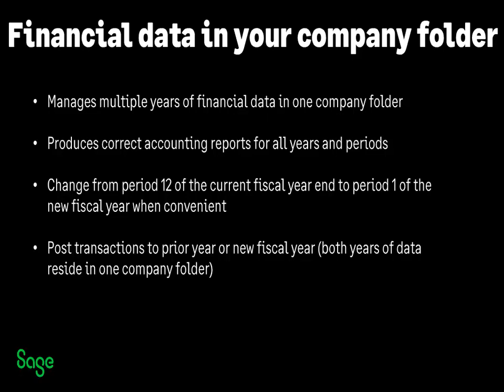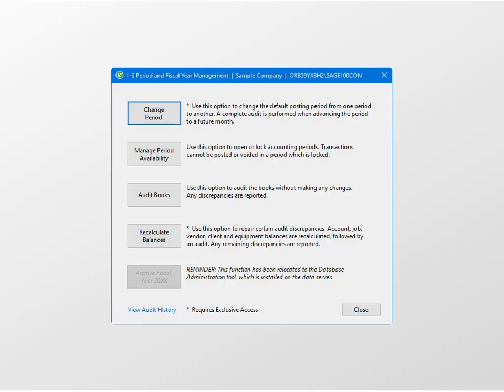Let's take a closer look at how to advance to a new period. To change the period, open menu 1-6 Period and Fiscal Year Management. Be sure to log in with exclusive access or you won't be able to complete the process. Use Change Period to determine the default posting period when you make entries in modules. Let's click Change Period.